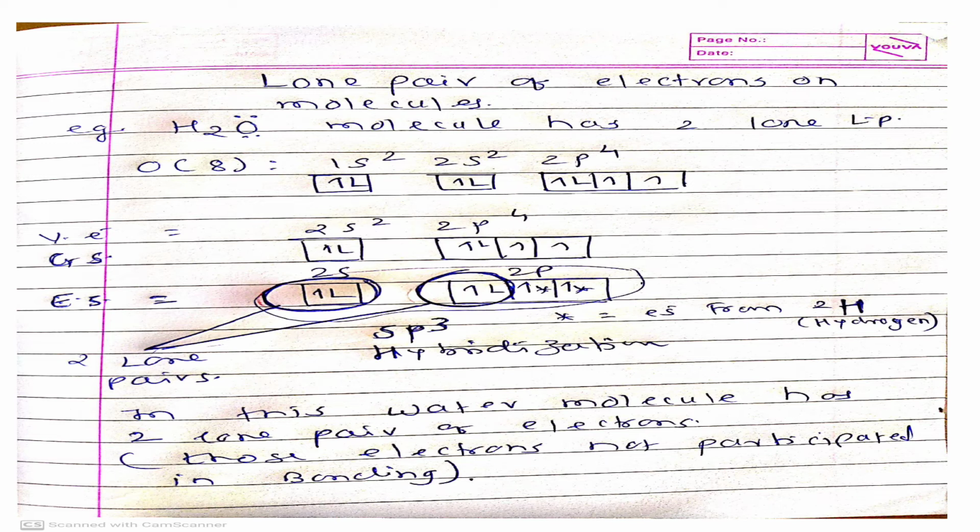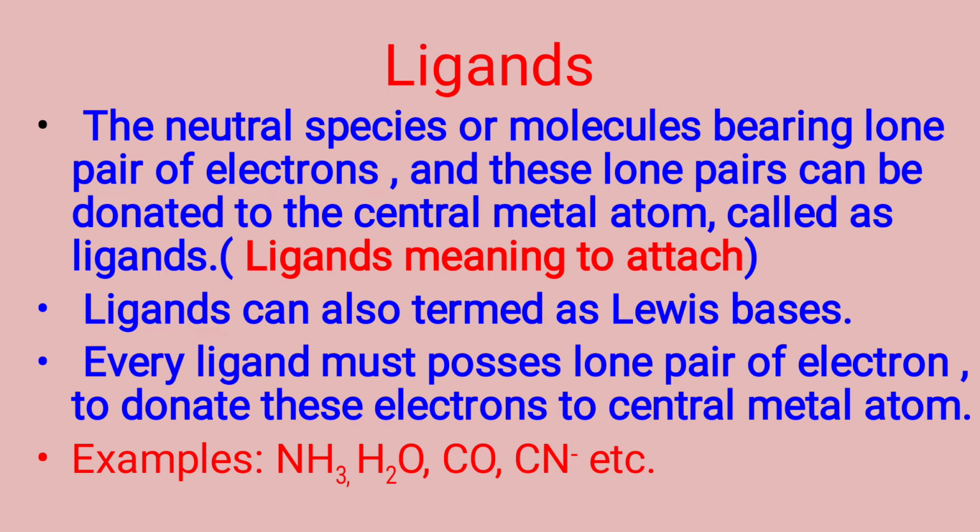These two lone pairs of electrons will be utilized by the oxygen for coordinate bond formation. So what are ligands? Generally, ligands are neutral species or molecules bearing lone pairs of electrons. It is a must for ligands that they bear lone pairs of electrons. At least the ligand molecule must possess one lone pair of electrons. Most of the time, ligands are also called Lewis bases, because a Lewis base also contributes a lone pair of electrons to some metal atoms. So these are a number of examples, you can see that.